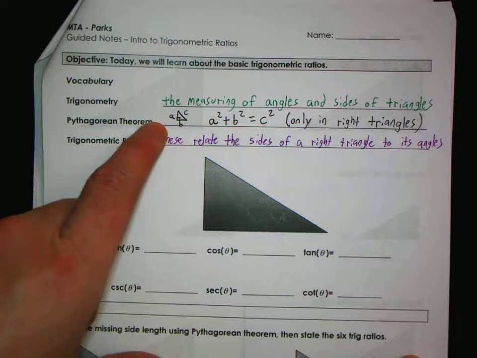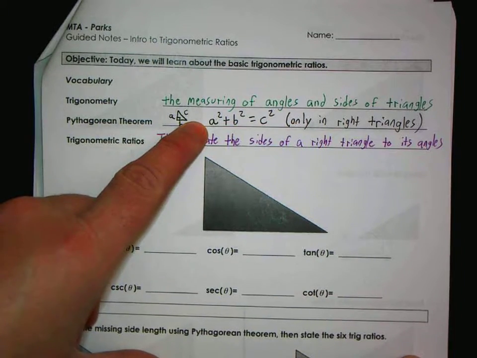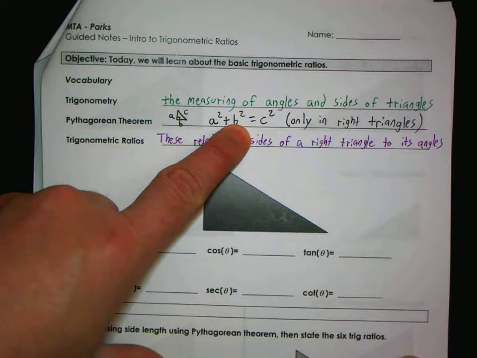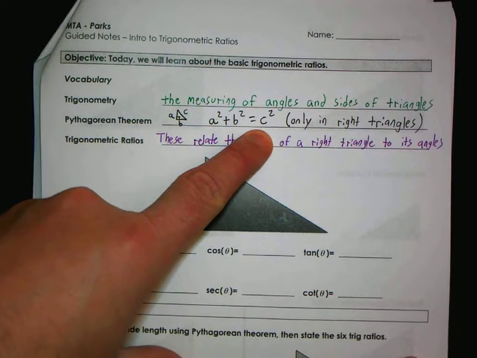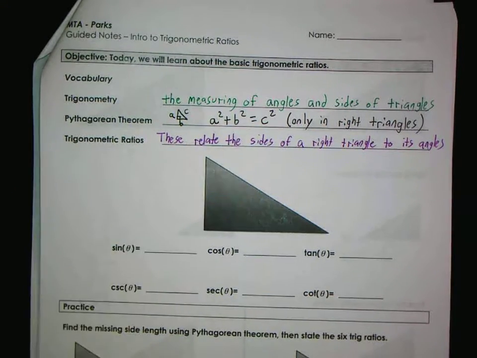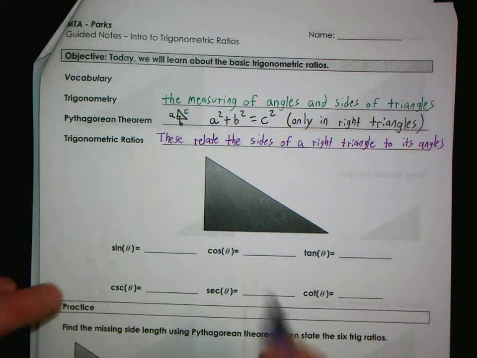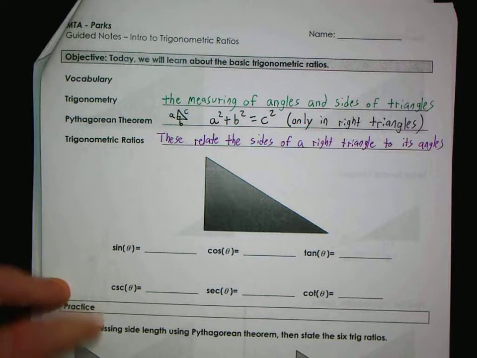It says that if you have two legs and a hypotenuse, you square the legs and add them, and that equals the hypotenuse squared. But this only works in right triangles. So that's why further in the unit, I'm going to teach you other ways to solve triangles, because not every triangle is right. And by right, I mean 90 degrees. So it works in right triangles.